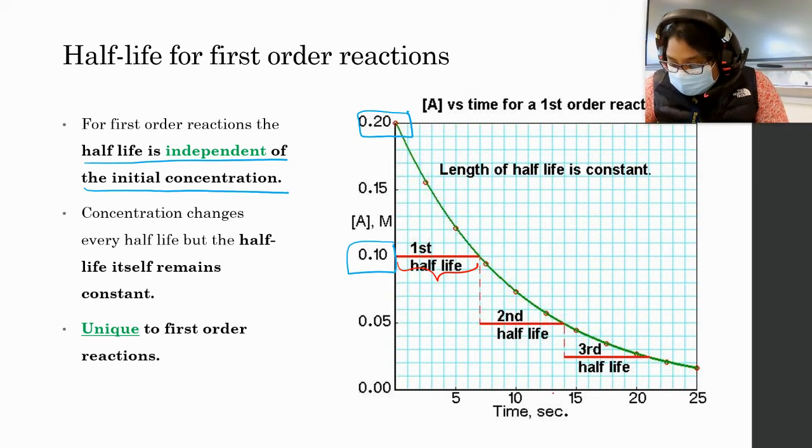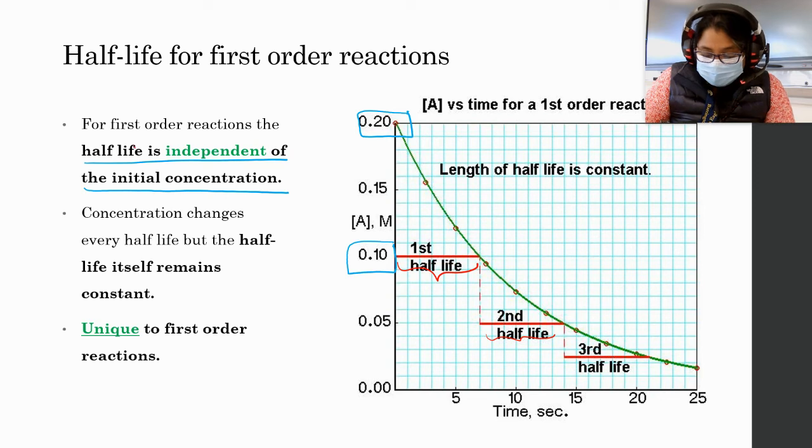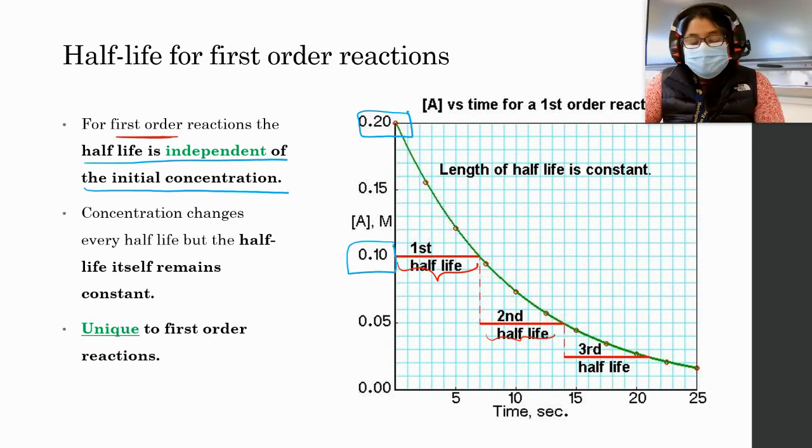But look at the second half-life. When you go from 0.1 to 0.05, that's your second half-life. You go from 0.1 to half of that. This is still 7 seconds. So the half-life for first order is independent of the initial concentration. The half-life does not change. The half-life is constant for first order reactions, okay?